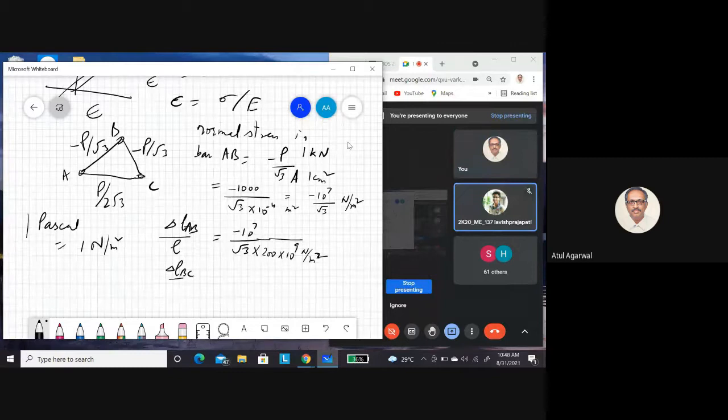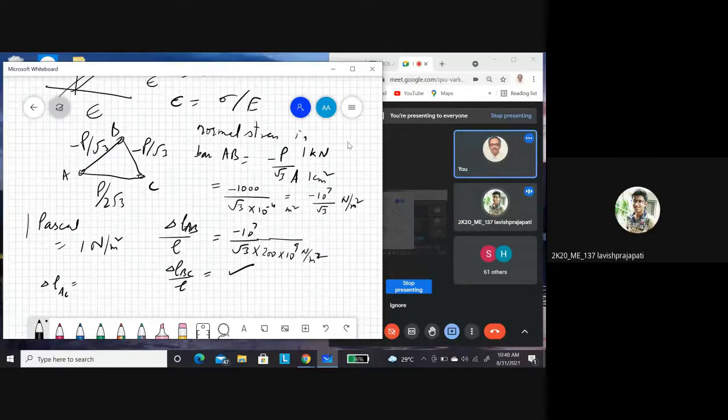Yes, sir. Same amount. So what is the change in length of the bar AC? Since the length of AC will be 1 meter, and the stress is different. So now you see it is having a factor of 2 below. So basically it will be, in tension, 10 power 7 over twice of root 3 into 200 into 10 power 9.